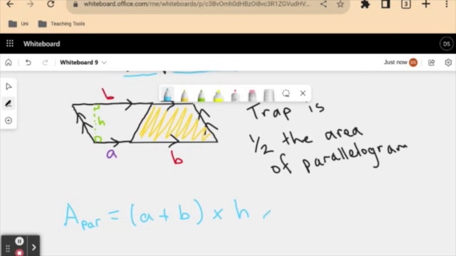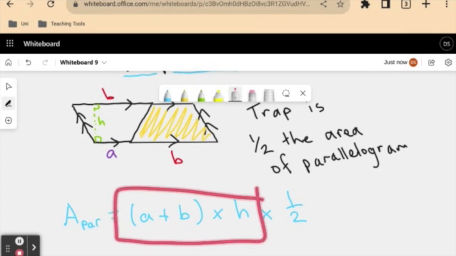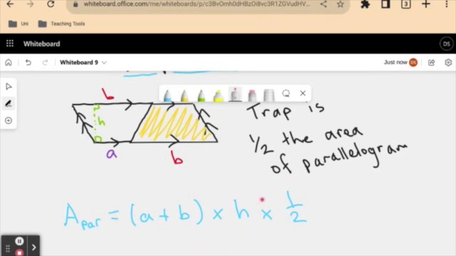So we can also take half lots of our area here, of our parallelogram. Or we can just take the area of the parallelogram, divide it by 2. Whether we multiply by half or divide by 2, it's the exact same thing. So we were able to uncover that the trapezium we had makes up half the area of a parallelogram when it's duplicated and flipped and joined together.